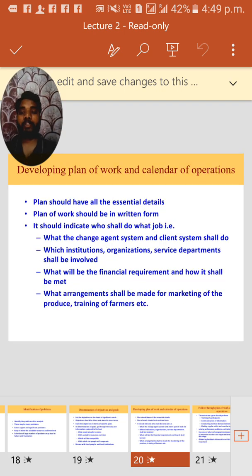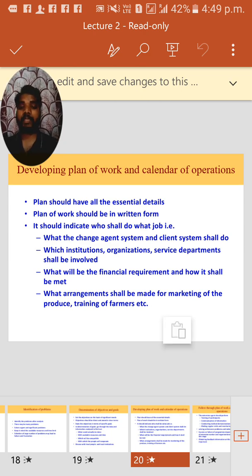This is the fifth step, developing plan of work and calendar of operation. After determination of the objective and goal, this is the fifth stage. The plan should have all essential details. The plan of work should be in written form. It should indicate who shall do what job, that is, what the change agent system and client system shall do, and which institution, organization, or service department shall be involved.